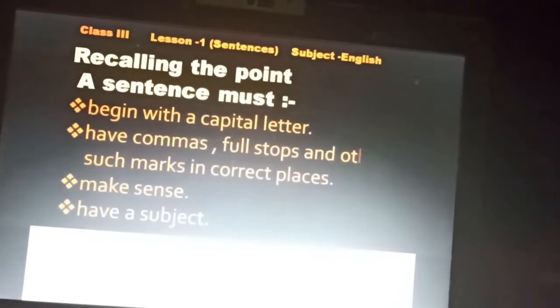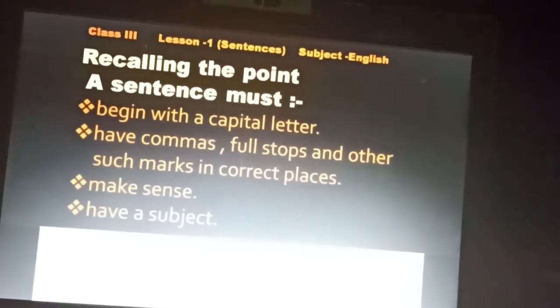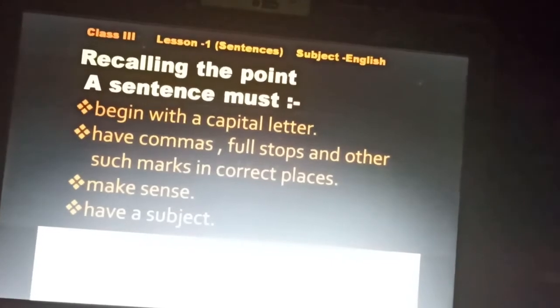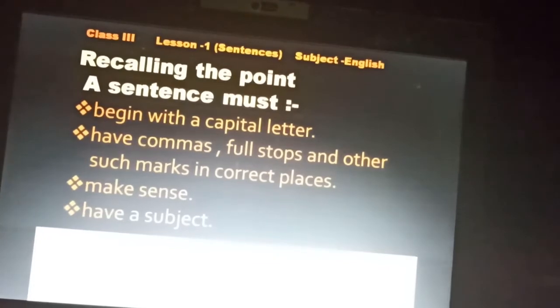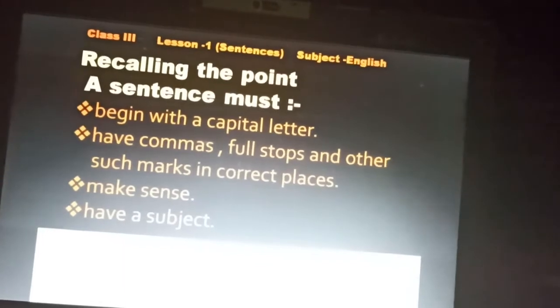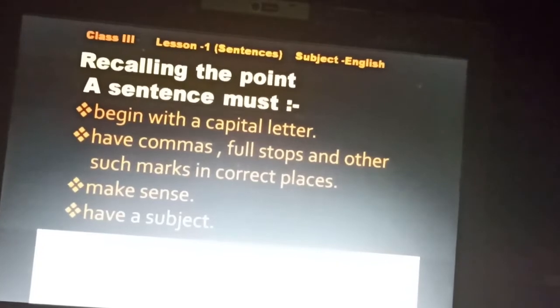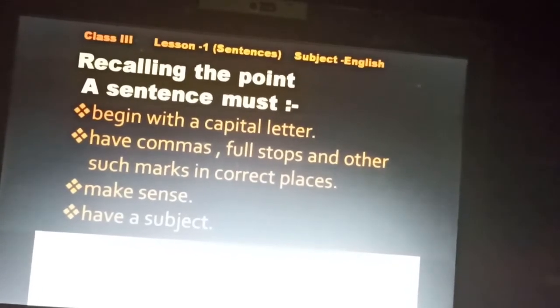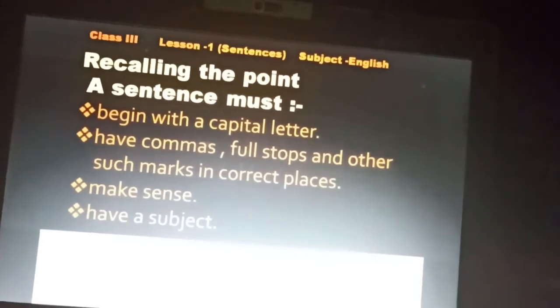Now again I will recall the points which you have to take care of while making a sentence. A sentence must begin with a capital letter. A sentence must have commas, full stops and other such marks in the correct place. That means a full stop at the end of the sentence, a question mark at the end of a question. Your first letter should be capital, your sentence should make sense, and a sentence must have a subject.